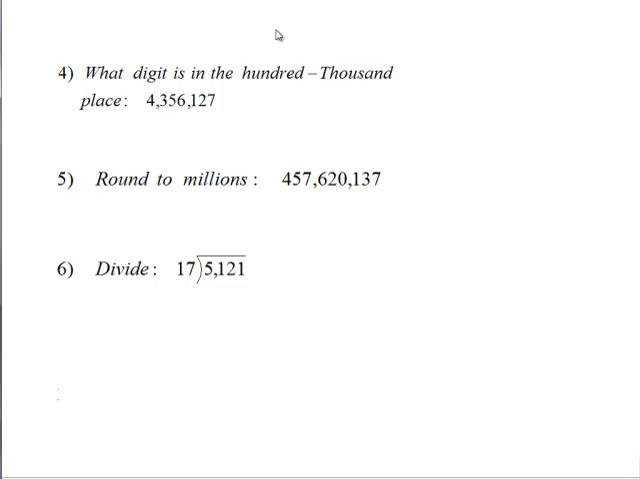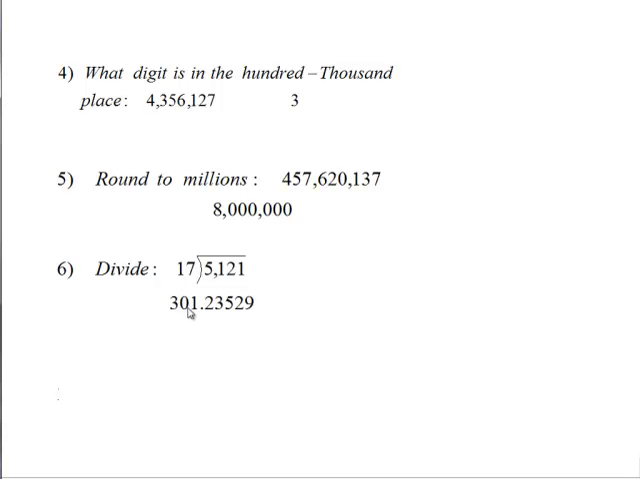Okay, number 4, 100,000 place. We go ones, tens, hundreds, this is hundreds. Then thousands, 10,000s, 100,000s is this 3 right here, and the 4 is in the millions. So 3 is in the 100,000s place. Round off to millions. Again, ones, tens, hundreds, thousands, 10,000s, 100,000s, 7 million rounded up to 8 million.